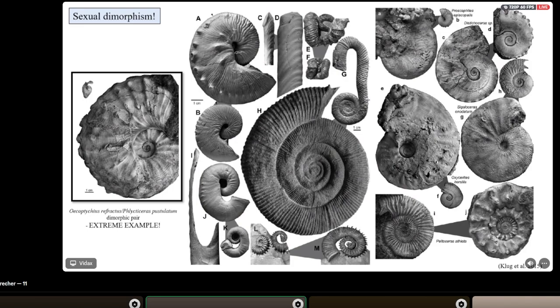Many of them are sexually dimorphic, especially Jurassic and Cretaceous ones. Males are usually much smaller and have weird, different projections on the end of the apertures. On the left, you can see perhaps the most extreme known example of that, where the small little deformed thing, that's the male, and the large, normal-looking ammonite, that's the female. So you need to take care of that. For instance, if you're reconstructing an ammonite that is sexually dimorphic, you need to check what the male and female look like.